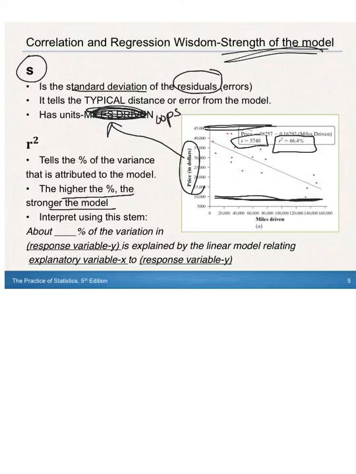And to interpret it, you pretty much want to just memorize this statement. And so looking at this, we would say about 66.4% of the variation in price is explained by the linear model relating miles driven to price. 66.4% is not really that strong of a model, since 43% is not explained by the model. So this is just an okay model.